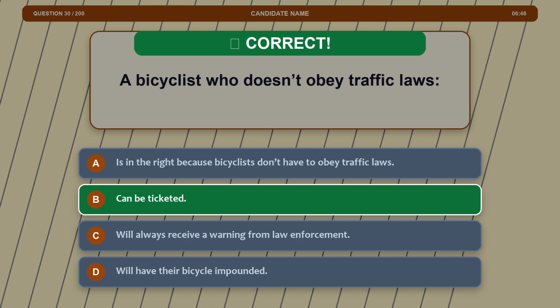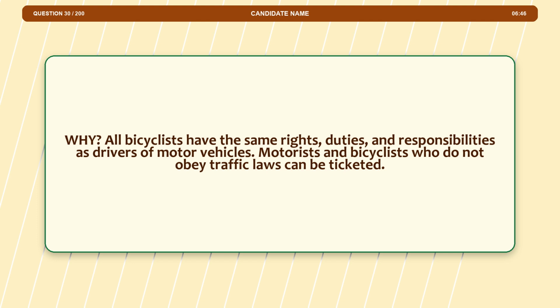The correct answer is option B, can be ticketed. Explanation. All bicyclists have the same rights, duties, and responsibilities as drivers of motor vehicles. Motorists and bicyclists who do not obey traffic laws can be ticketed.